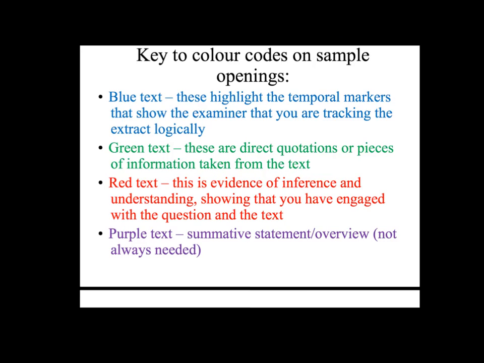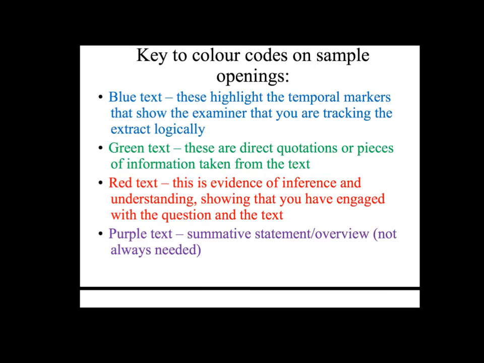What we're going to do now is have a look at some exemplars of how to answer this first A1 question. And when you look at this example, you can see that it's colour-coded. So any blue text highlights the temporal markers that show the examiner that you're tracking the extract logically. The green text highlights the direct quotations of pieces of information that are taken from the text. The red text is evidence of inference and understanding.